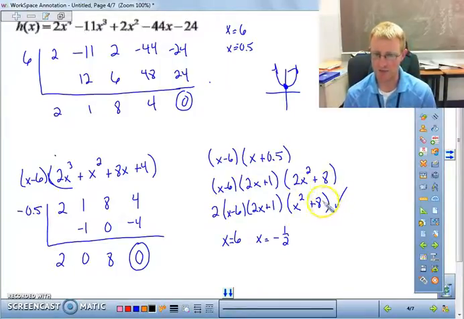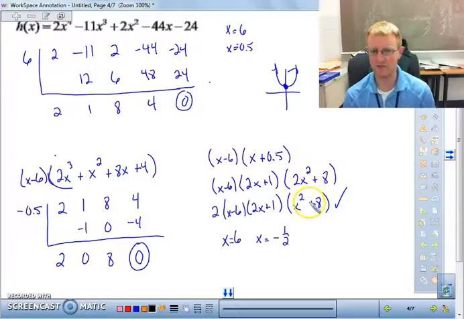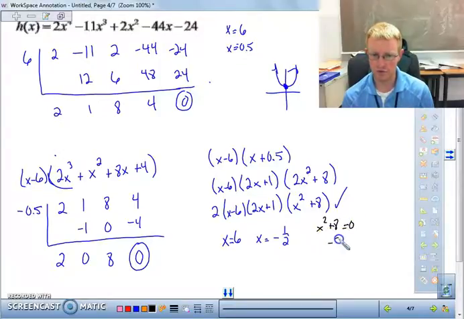So if we're going to try and find imaginary zeros, these problems are the easiest ones to use, because what I do is I go x squared plus 8 equals 0. I subtract 8 from both sides. I go x squared equals negative 8. Take the square root of both sides, and you get x equals plus or minus the square root of negative 8, and then you just reduce that.